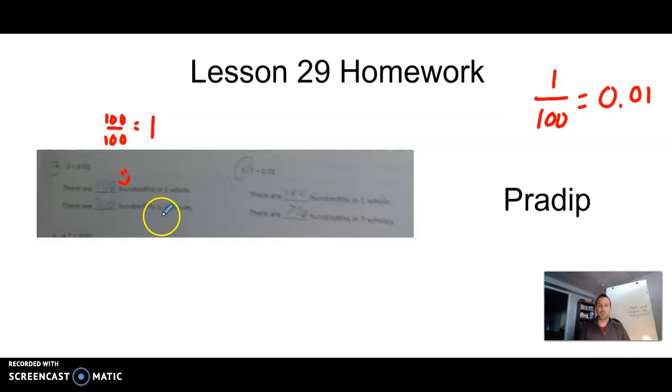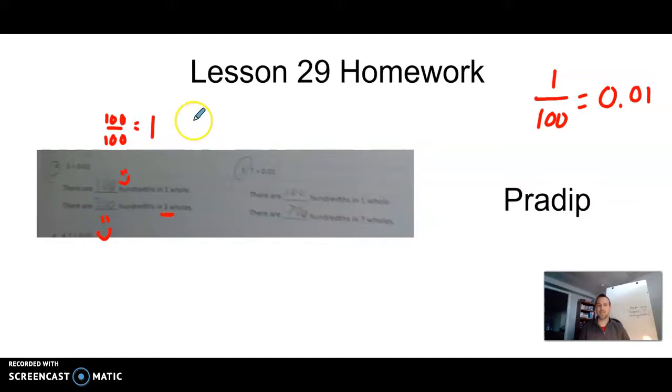And then there's 3 wholes. Well, if there's 100 in one whole, then there's 200 in 2 wholes and 300 in 3 wholes. Excellent work, Pradeep. Love it.